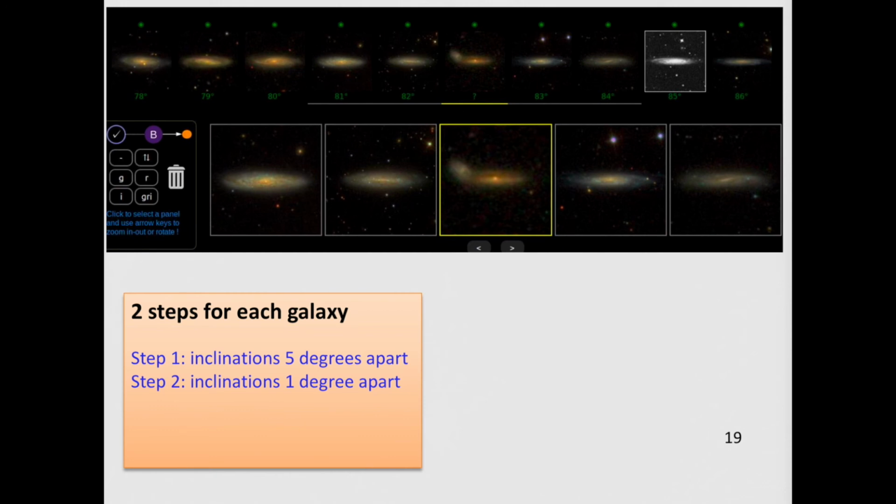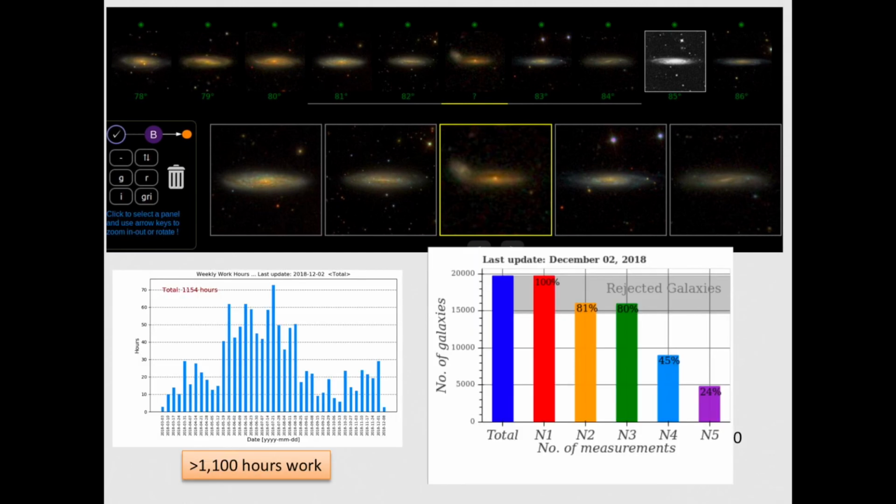In step A, the difference in the inclination of standard galaxies is 5 degrees. Once users narrow down the approximate location of the galaxy, they have the chance to increase the measurement accuracy in step B, where the inclinations are 1 degree apart. Therefore, at the end, we expect users to estimate the inclination of an unknown galaxy with the accuracy of almost 1 degree. So far, all users together have spent more than 1,100 hours on this project.